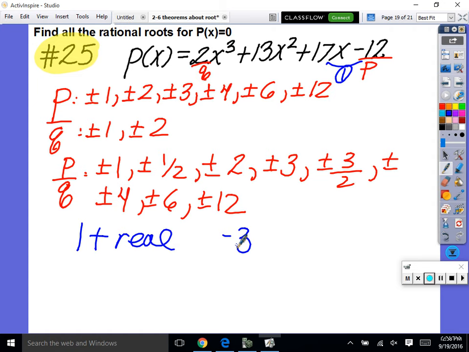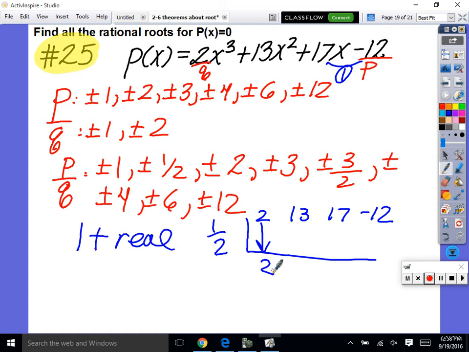Shoot. So without knowing, we would have gone through and tested. Can I just tell you, because we only have a couple minutes left? +1/2 is one of them. Okay, so +1/2. So then I'll do a synthetic division, and I don't love doing it with fractions, but we can do it. So 2, 13, 17, -12. We would go through synthetic division here.